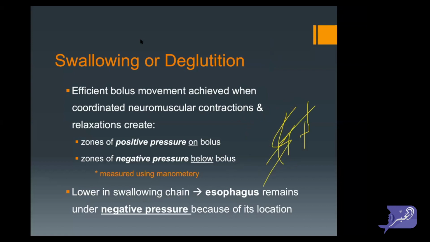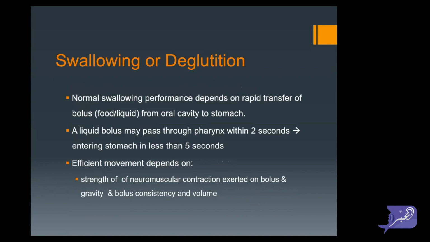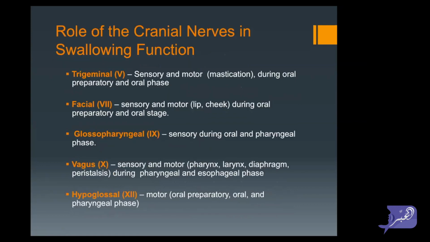This becomes something that a patient will lack, of course, with weakness in the muscles, whether it's in the head and neck, or poor neurological control. Okay, and typically we would measure that with manometry in the lab. So lower in the swallowing chain, we have the esophagus. Because it is vertical, it goes down. It is under negative pressure because of its location. Okay, so if you think about the esophagus, that's where the negative pressure will be.